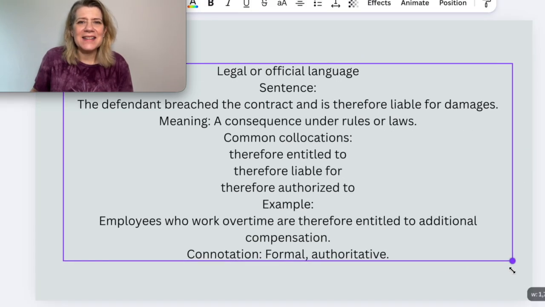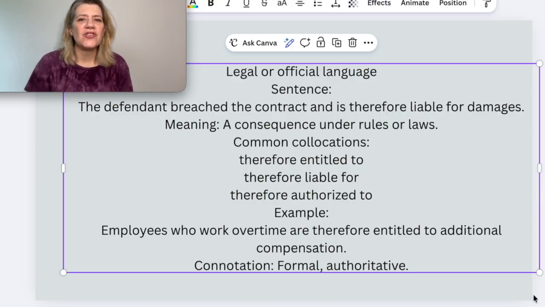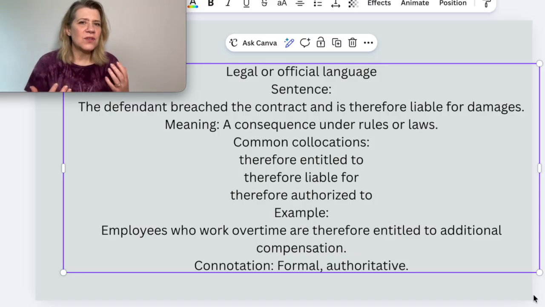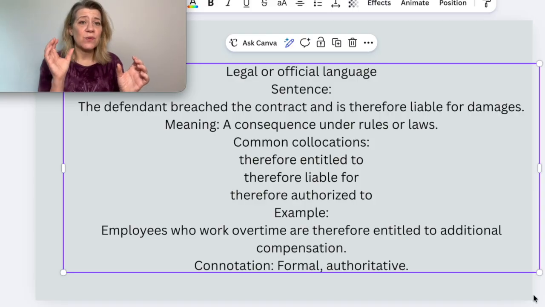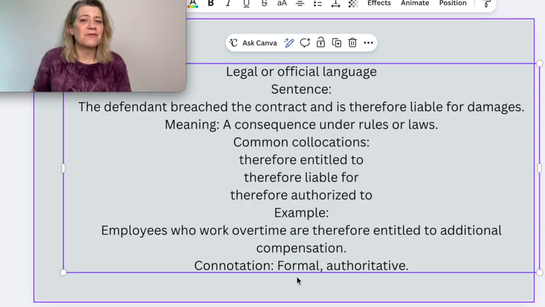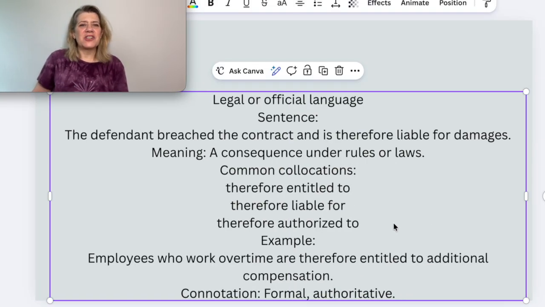We would use it in legal or official language. The defendant breached the contract and is therefore liable for damages. All right, so this is a consequence, rules or laws. There was a cause, they breached the contract. There's a result, therefore liable for damages. Employees who work overtime are therefore entitled to additional compensation. It's formal, it's authoritative. We would use it in legal and official language.